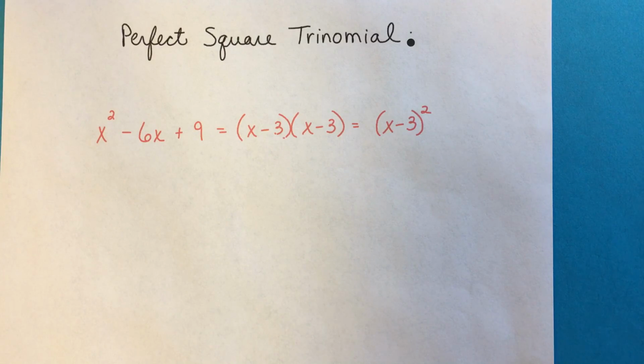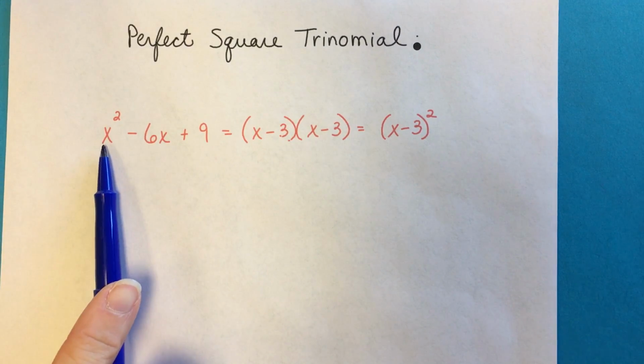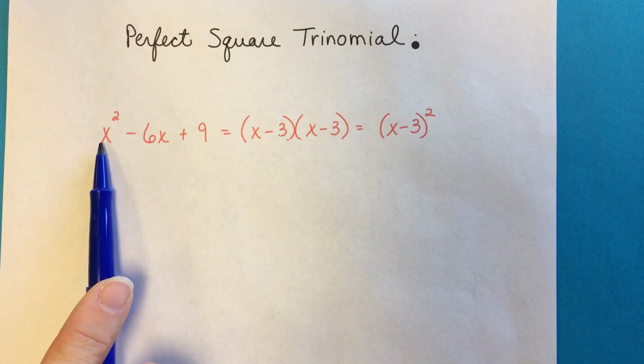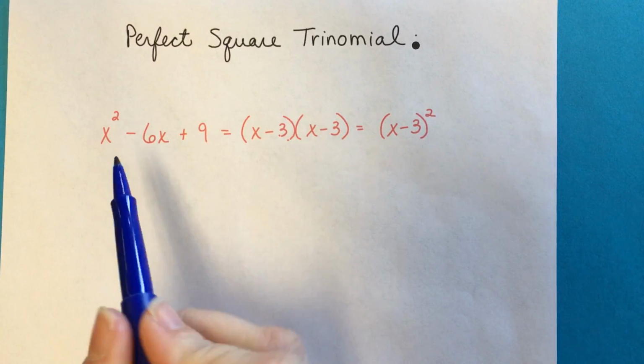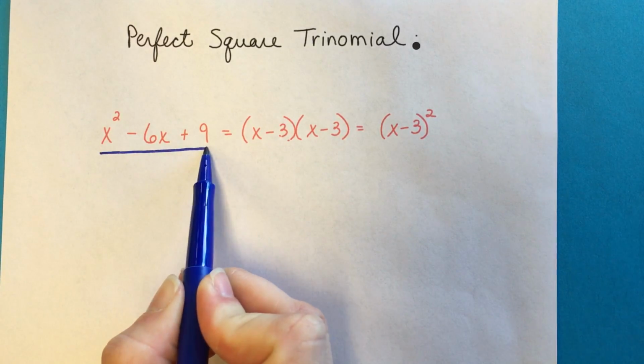First of all, a perfect square trinomial, and this isn't something you have to have in your notes, just making you aware of what a perfect square trinomial is. Of course, a trinomial means that you've got a polynomial that consists of three terms. So this is my perfect square trinomial.